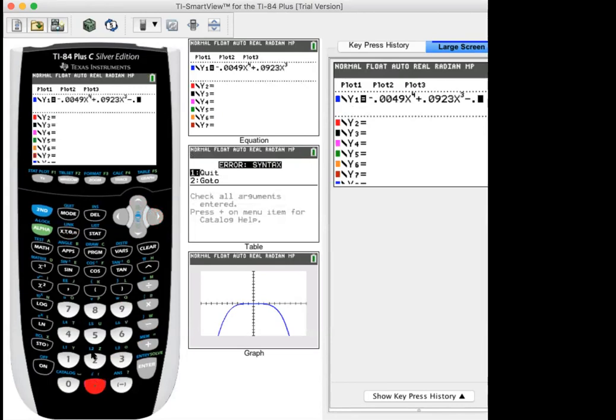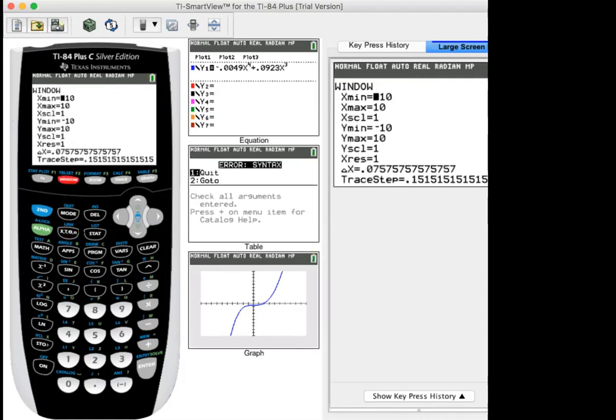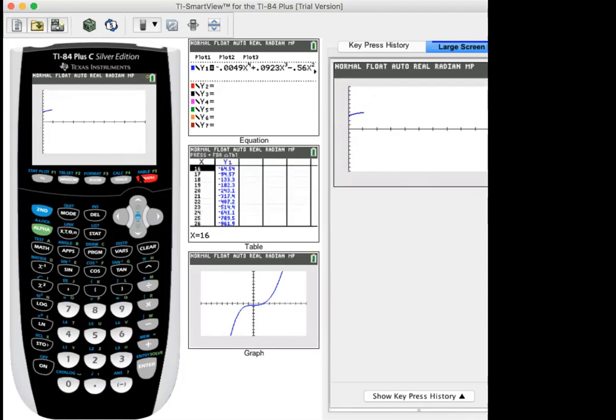minus 0.56 x squared plus 1.166 x plus 3.23. And it says on the domain 0 to 10. So 0 to 10, let's graph it.